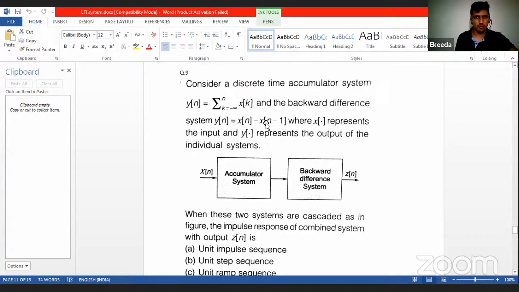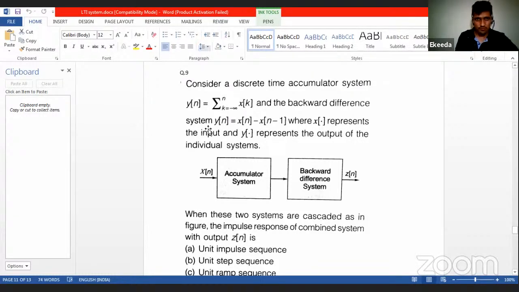Consider a discrete time accumulator system, y(n) equals summation of x(k) from k equals minus infinity to n, and the other is a backward difference system where y(n) will be x(n) minus x(n minus 1). X represents input and y represents output.